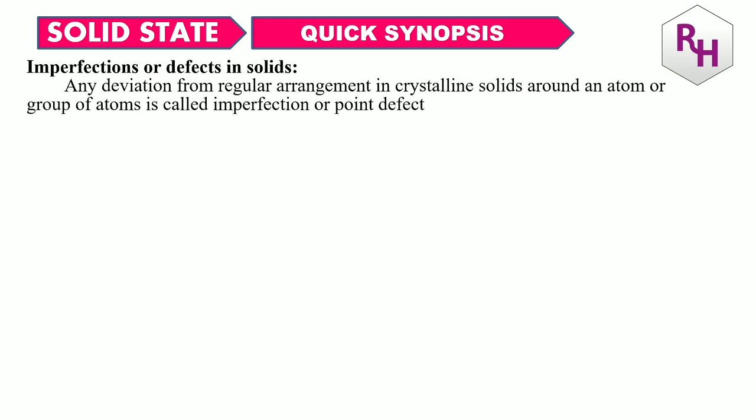Now imperfections or defects in solids. Imperfections or defects are any deviation from the regular arrangement in a crystalline solid around an atom or a group of atoms, called imperfection or point defect. So a point defect is when a single atom gets defected. But another is the line defect. As the name indicates, the whole line gets defected, which means there will be some problem in this particular arrangement.